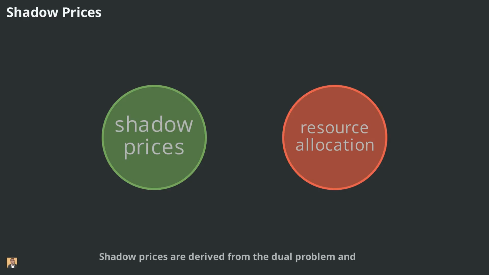Shadow prices are derived from the dual problem and indicate the value of relaxing a constraint by 1 unit. They provide valuable information for resource allocation and decision-making. Shadow prices help managers assess the impact of changes in constraints and optimize resource utilization.